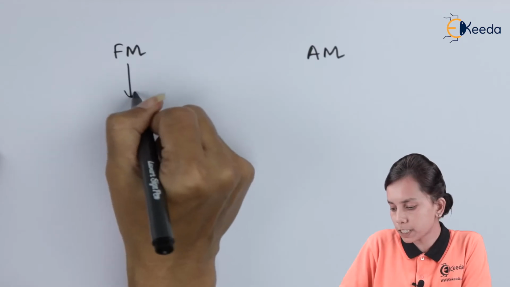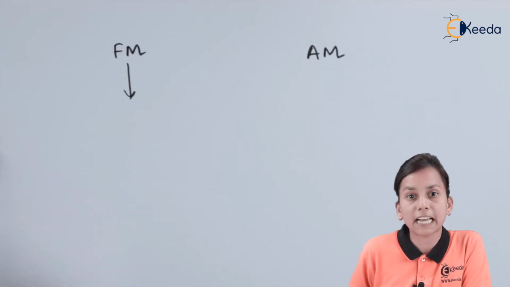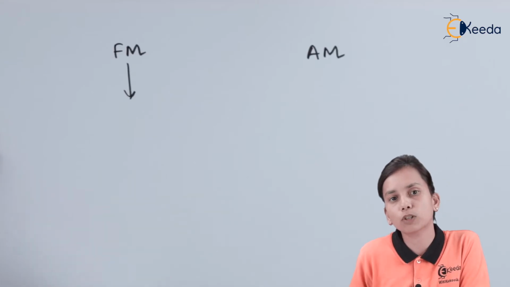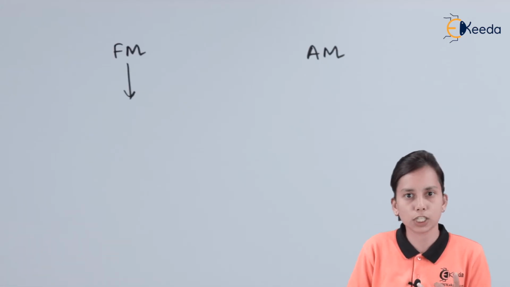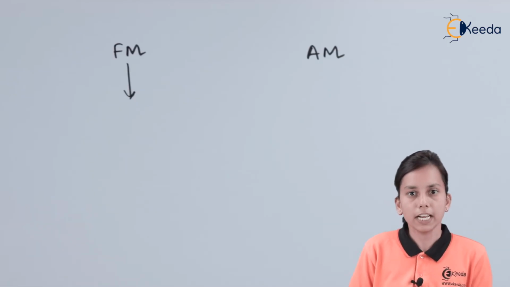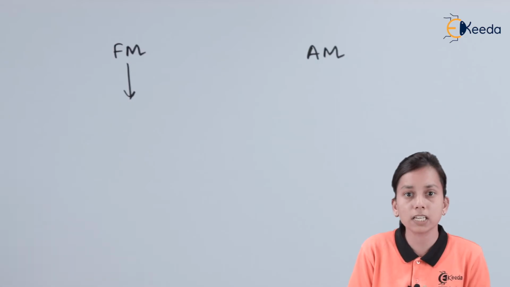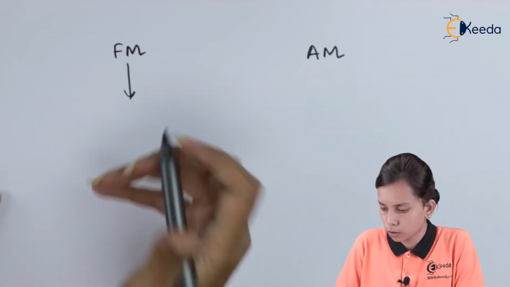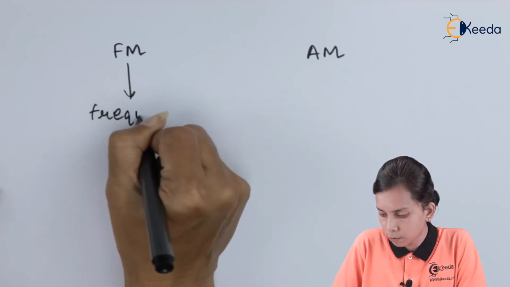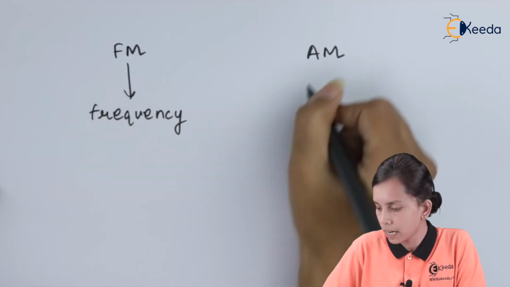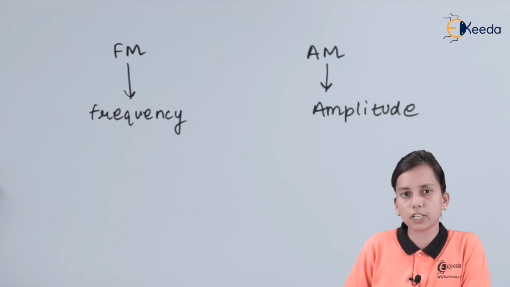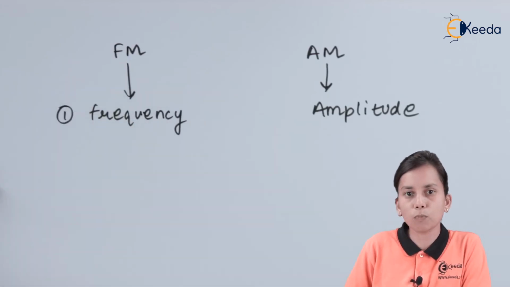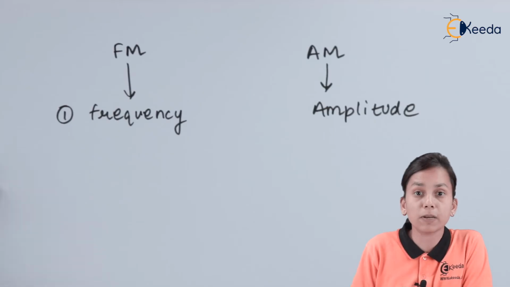Let us first discuss the first point. If I talk about frequency modulation, the characteristic of the carrier signal which is changing with respect to the modulating signal is the frequency of the carrier wave. Similarly, if the amplitude is changing with respect to the modulating signal, such a kind of modulation is known as amplitude modulation. So let me write down here frequency, and here amplitude is changing. This is one of the most important points of difference between FM and AM.